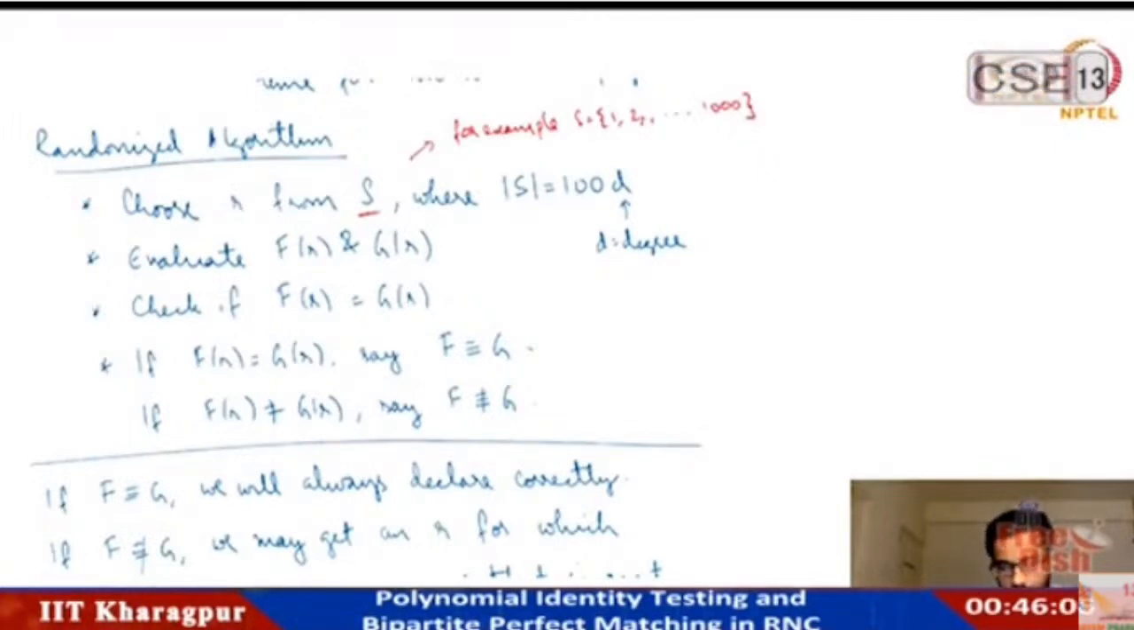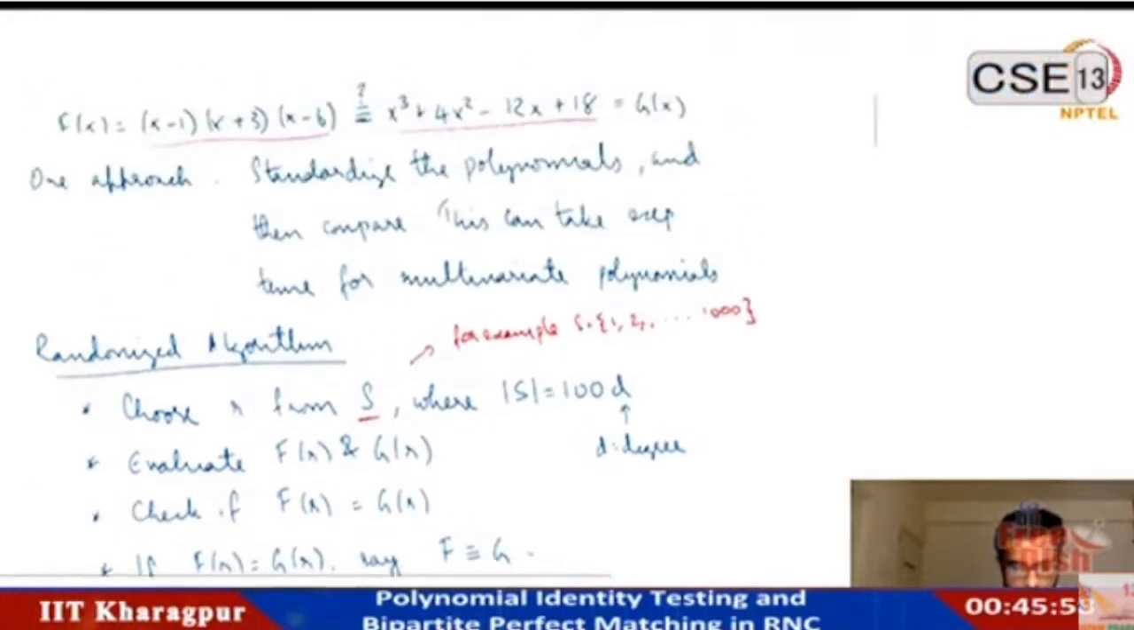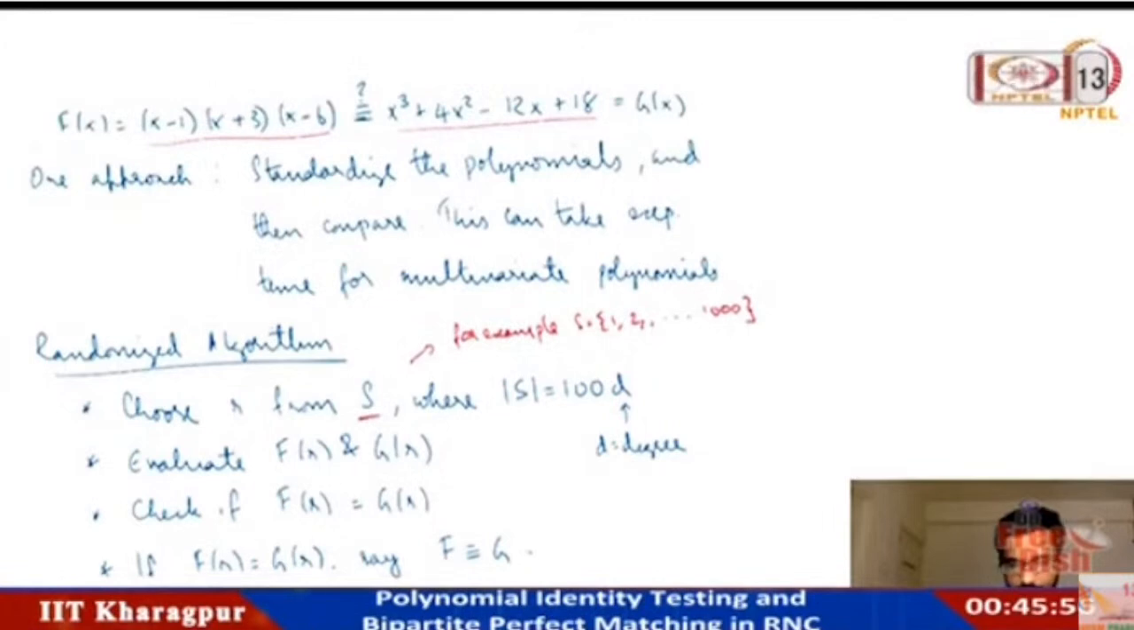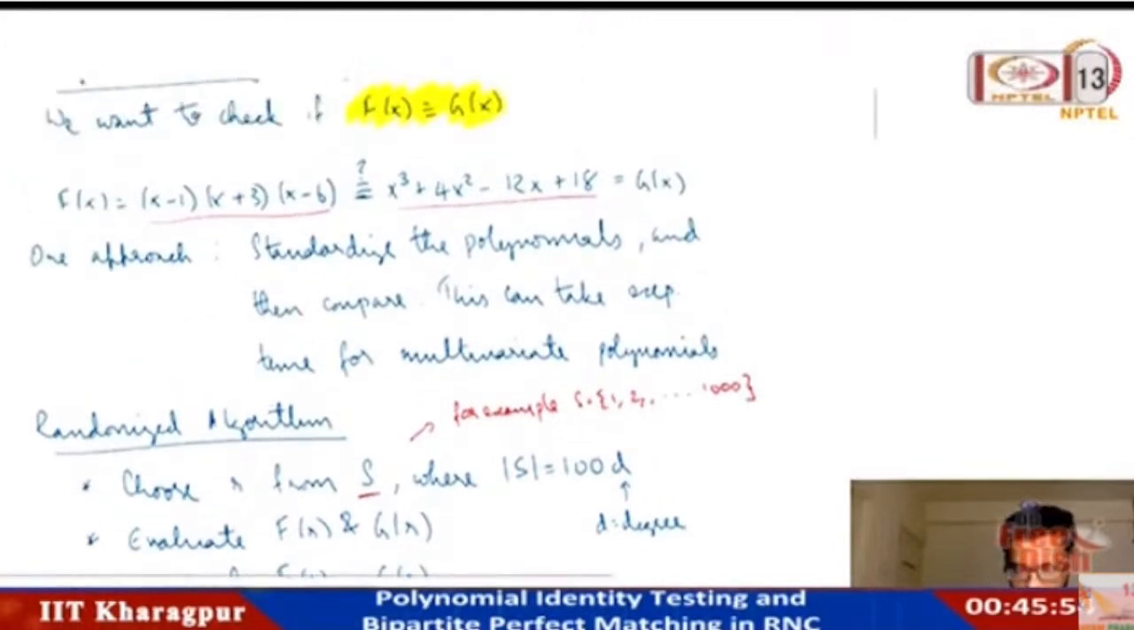Now you evaluate the polynomial f. It's one thing to simplify the polynomial, it's another thing to evaluate it. So suppose r is, let's say, 10. For g here you have 10 cubed plus 4 into 10 squared minus 12 into 10 plus 18, so 1000 plus 400 minus 120 plus 18, you can compute that.